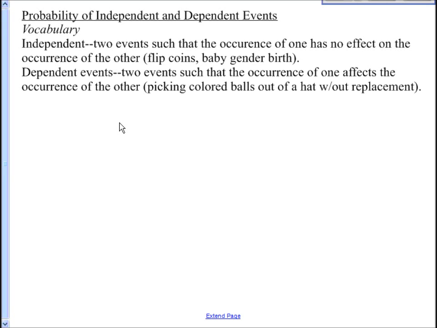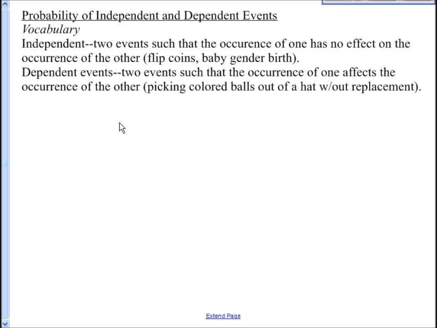We're going to talk about probability of independent and dependent events today. We're going to find the probability of both of those types of events. Okay, so if you look at what an independent event means, two events are independent if the occurrence of one has no effect on the occurrence of the other.